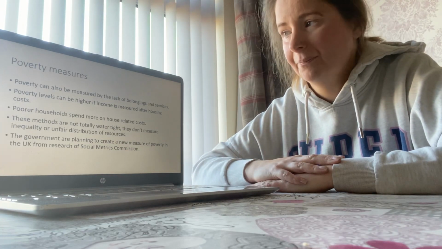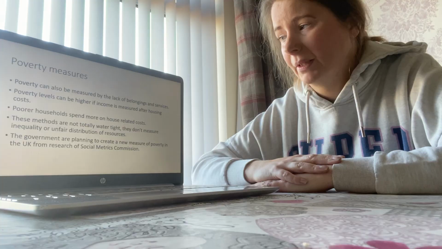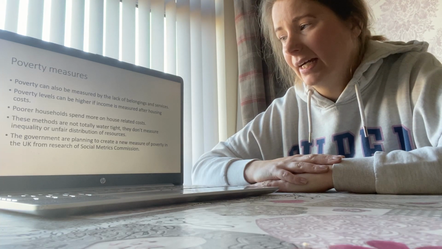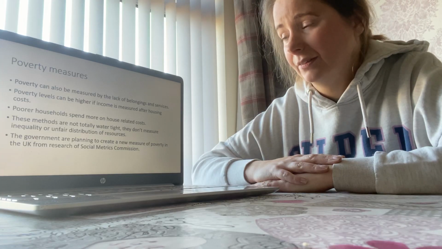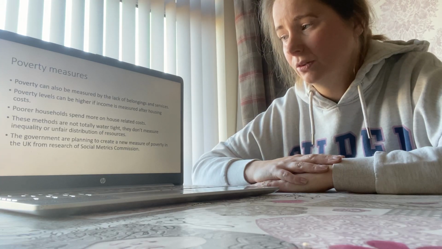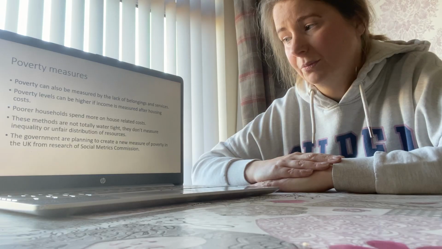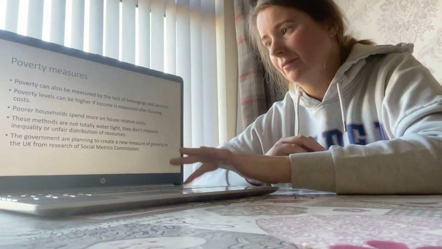Poverty measures. Poverty can also be measured by the lack of belongings and services. Poverty levels can be higher if income is measured after housing costs. Poorer households spend more on housing-related costs. These methods are not totally watertight. They don't measure inequality or unfair distribution of resources. The government are planning to create a new measure of poverty in the UK from research by the Social Metrics Commission.